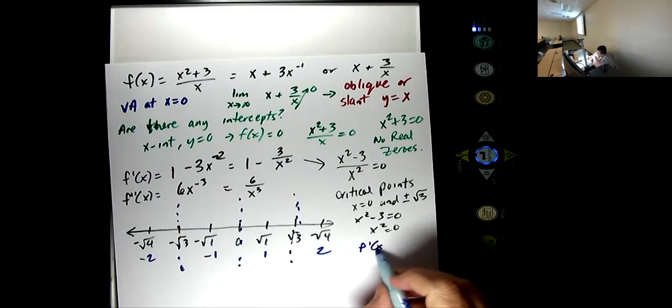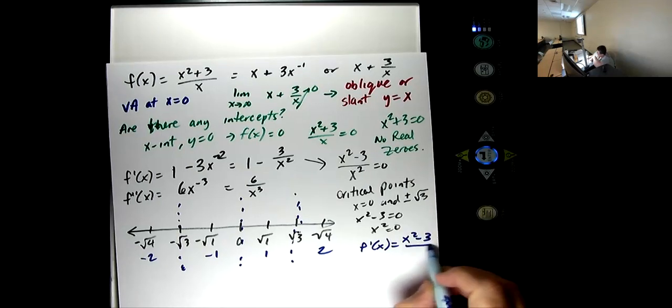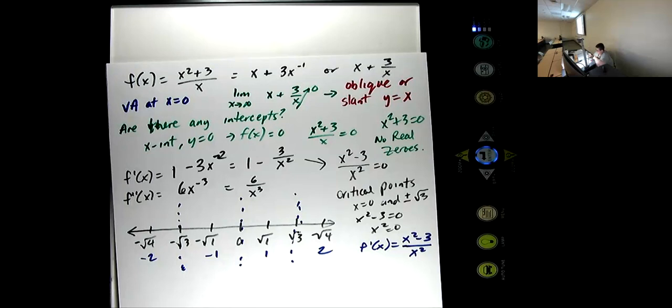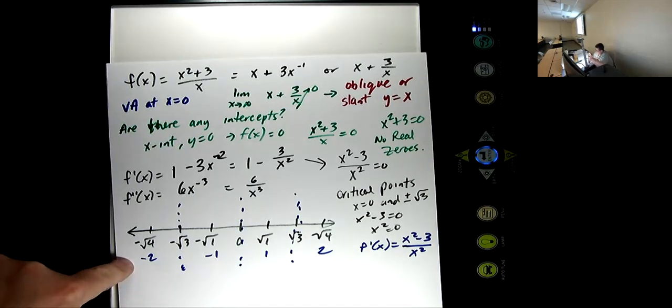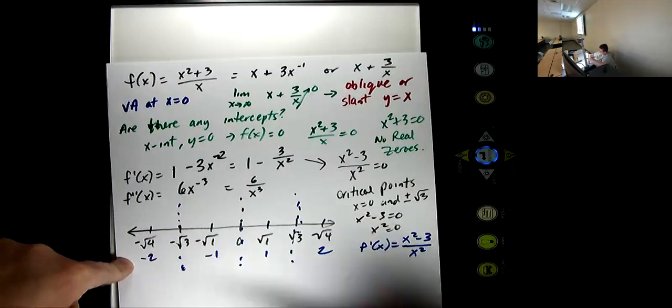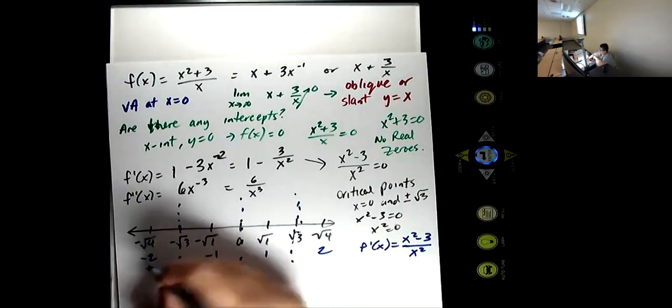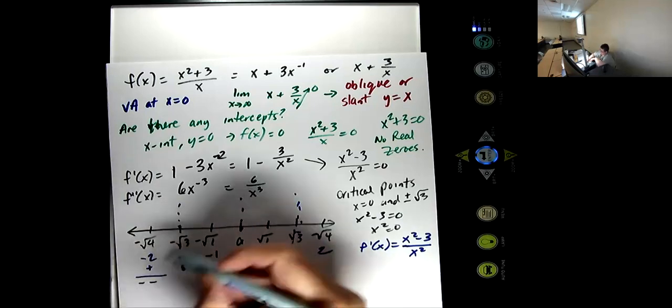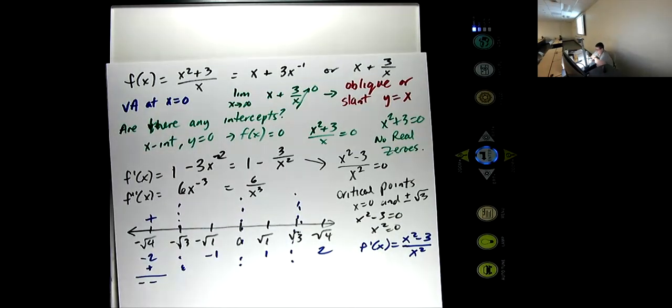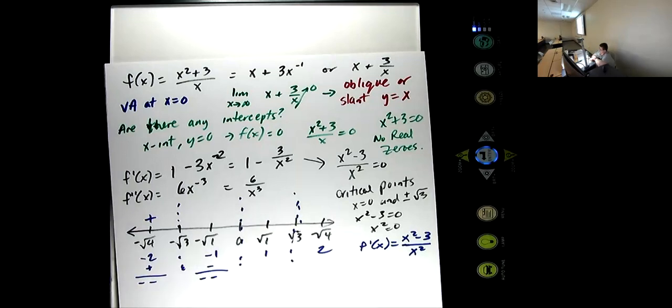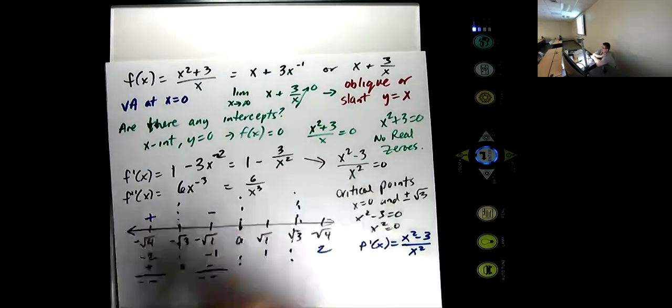So f prime of x is x squared minus 3 over x squared. If I stick in -2, I've got 4 minus 3. The top is positive, and the bottom is a negative times a negative. This region is positive. Plugging in -1, the top is now negative and the bottom is still positive, so that gives us an overall region that's negative.